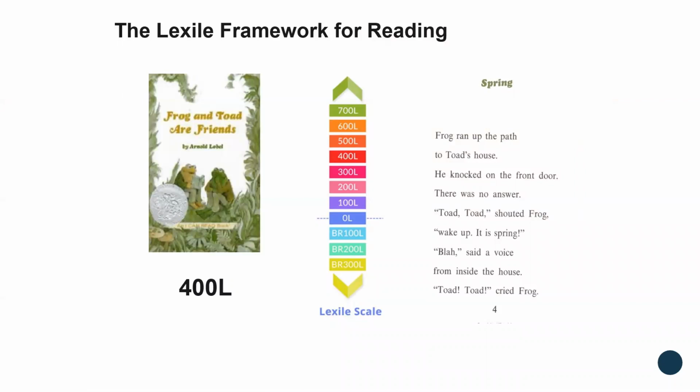So let's walk on up the scale. And here's an example, Frog and Toad Are Friends. It comes in at a 400 Lexile measure of complexity. And you can see on the right, the sentences are a little longer, and maybe the vocabulary is getting a little bit more difficult. The word knocked is there. So you've got these types of features that you can look for.